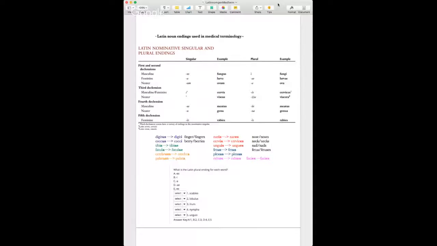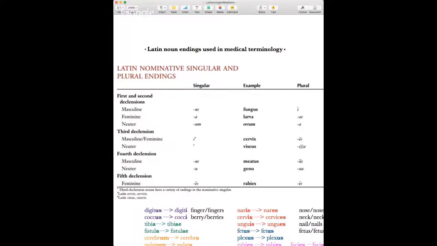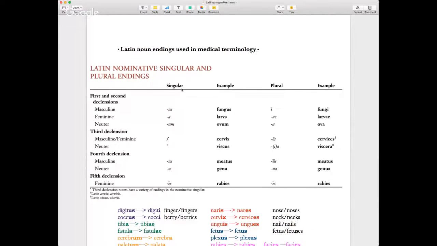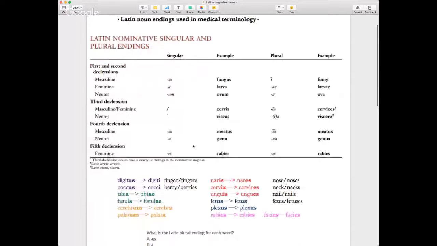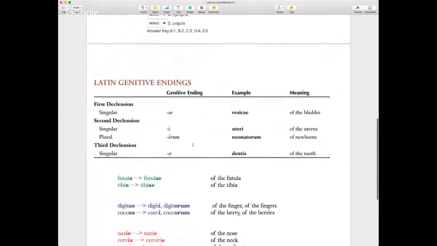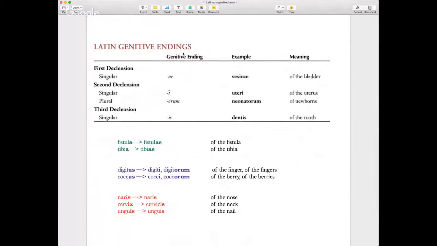Let's see if we can find it. Okay. So this was the handout that I made for you about the genitive case in Latin, and also about plurals. And we are going to have a question about the plurals again in a quiz. But let's do one thing at a time. It's probably wise. So again, take a look at this handout about the genitive endings.